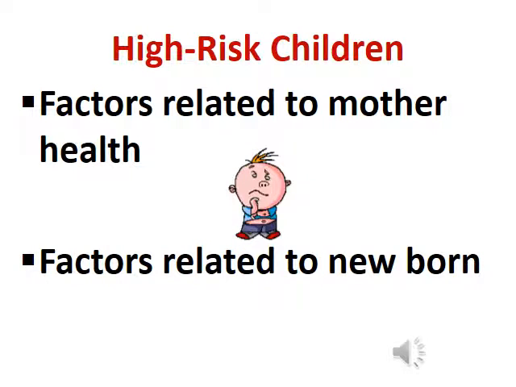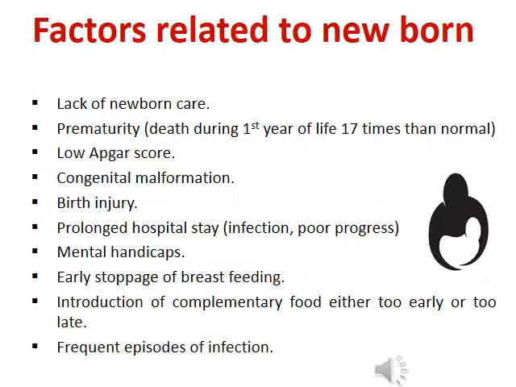High-risk children: factors related to mother health and factors related to newborn. Factors related to newborn: lack of newborn care, prematurity, death during first year of life 17 times than normal, low Apgar score, congenital malformation, birth injury, prolonged hospital stay, infection and poor progress, mental handicaps, early stoppage of breastfeeding, introduction of complementary food either too early or too late, frequent episodes of infection.